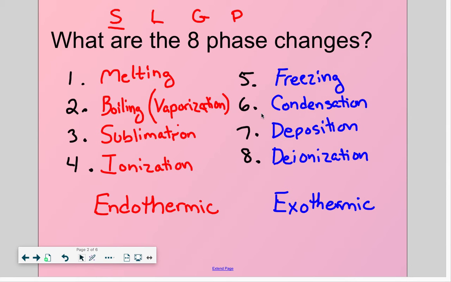Okay. So these are your 8 phase changes that we're going to be looking at. You have melting and freezing, which are most common. Most people know those ones. Boiling or vaporization, so vaporization and condensation, sublimation and deposition, ionization and deionization, and once again, looking at which ones are endothermic and which ones are exothermic.